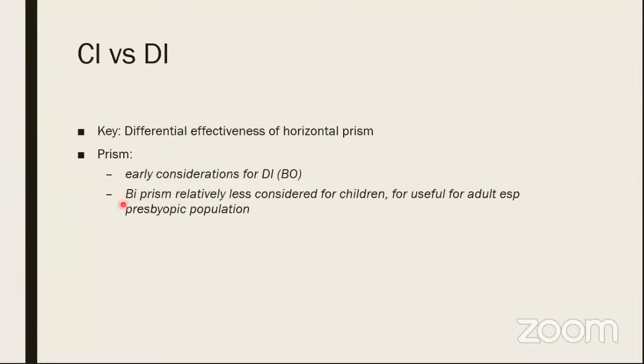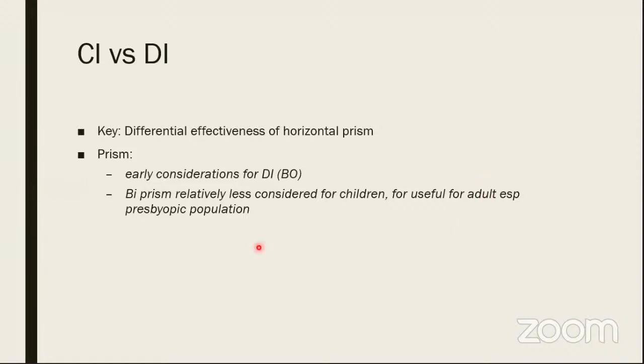But in convergent insufficiency, prism is very helpful, especially for the adult population, but in children it has been found to be relatively less useful. Again, if a child has convergent insufficiency, base-in prism is found to be relatively less useful. Horizontal prism, especially base-in relieving prism, has been found to be very helpful in the adult population.